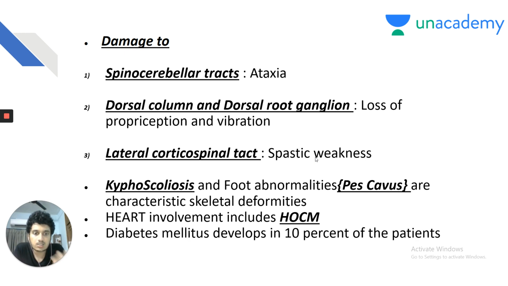Diabetes mellitus develops in 10% of the patients. So Friedreich's ataxia patients have an increased risk of development of which of the following endocrine abnormalities? And it is diabetes mellitus.